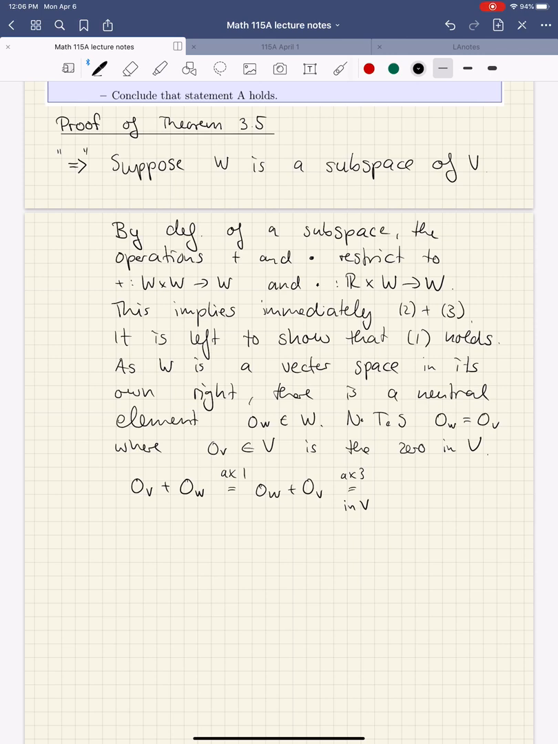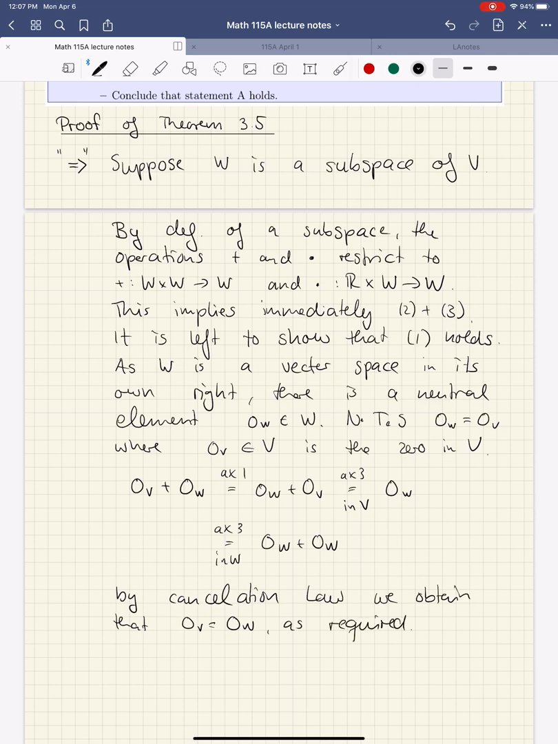Because we have two different vector spaces around, we have to tell you where we do this. Axiom 3 in V corresponds to the 0 in V, and axiom 3 in W corresponds to the 0 in W. So this becomes this. Then we use axiom 3 in W, and now by the cancellation law, we obtain that 0V is equal to 0W, as required.